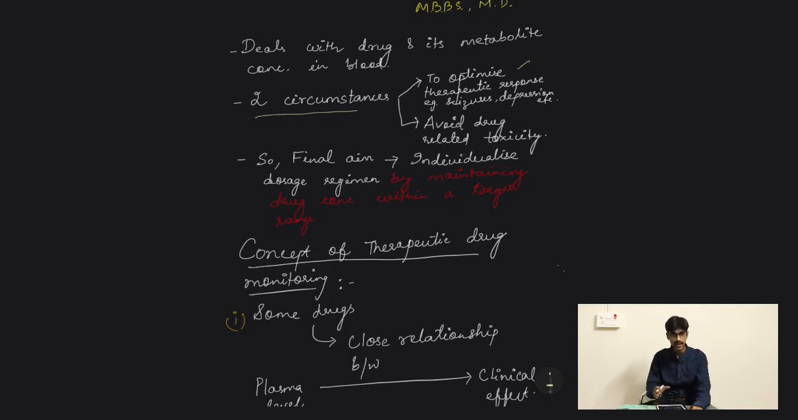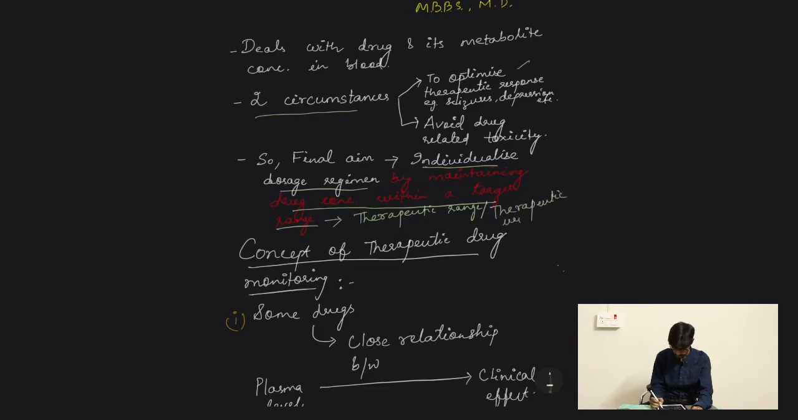So the final aim of therapeutic drug monitoring is to individualize the dosage regimen by maintaining a drug concentration within a target range. And what is this target range known as? It is known as therapeutic range or therapeutic window. Okay, so within this range we have to maintain the drug concentration.